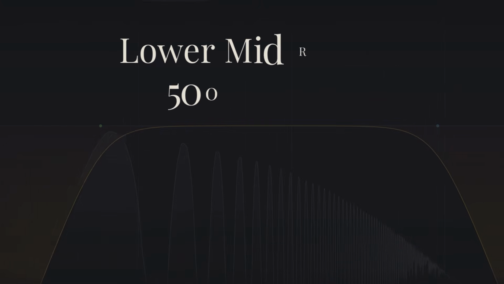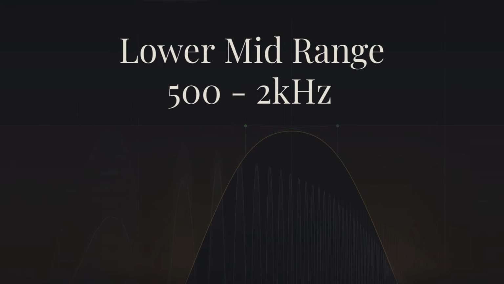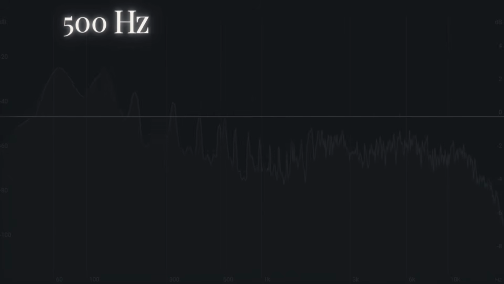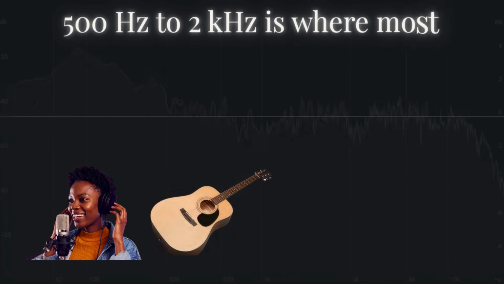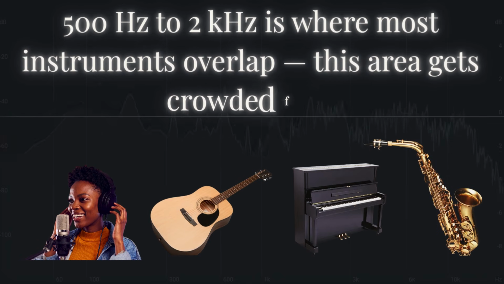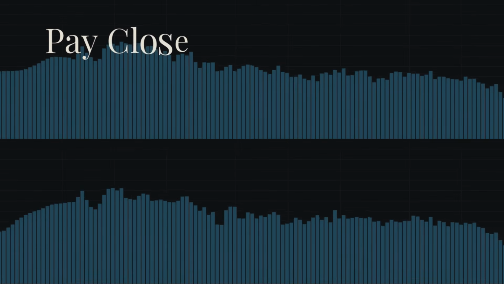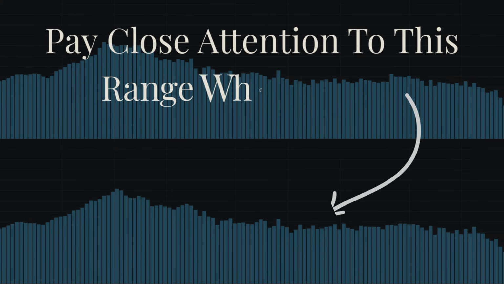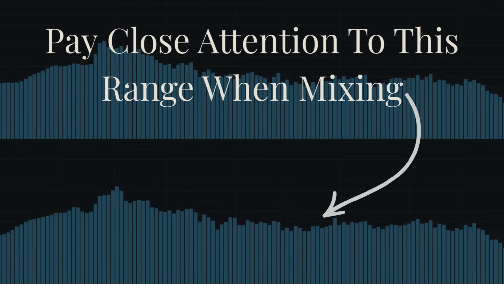Mid-range, 500 to 2K. This is the core of the mix. Most instruments live here, including vocals, guitars, pianos, and many woodwinds. It's where the body and character of these sounds are most prominent. Be careful. Adding too many elements in this range can make the mix muddy and congested very quickly.